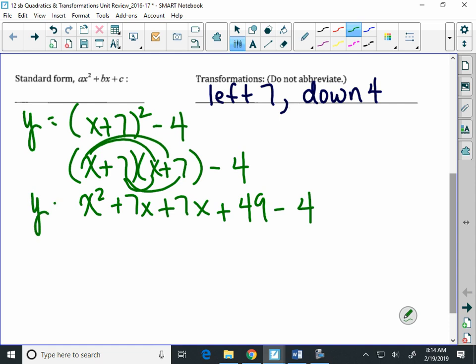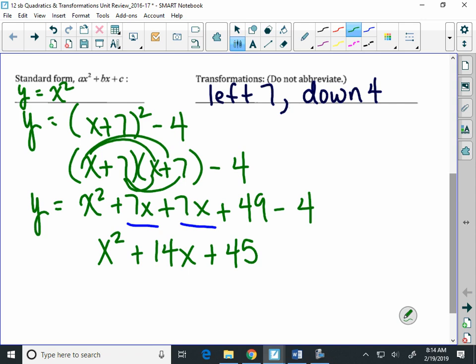And to finish here and put this in standard form, we will combine like terms, and we end up with x squared plus 14x plus 45. So we get y equals x squared plus 14x plus 45.